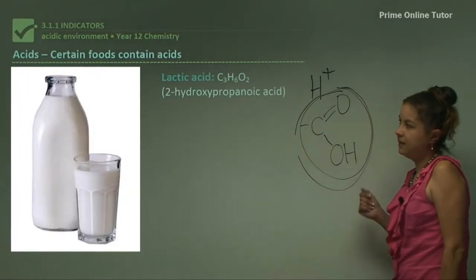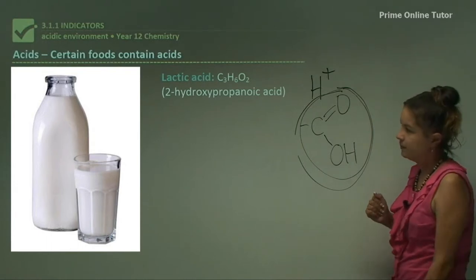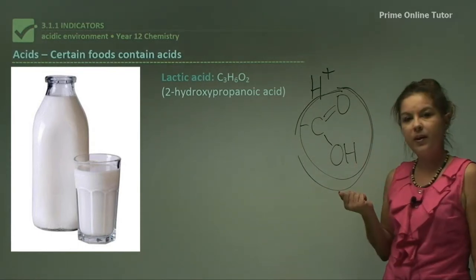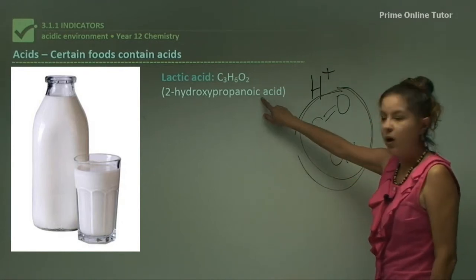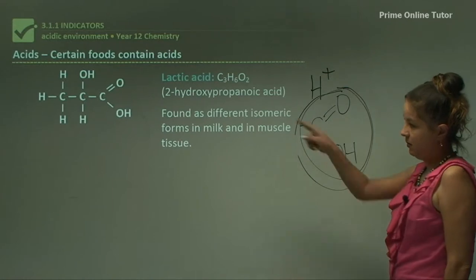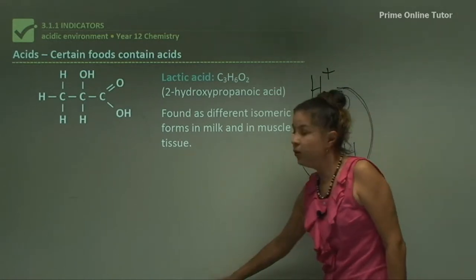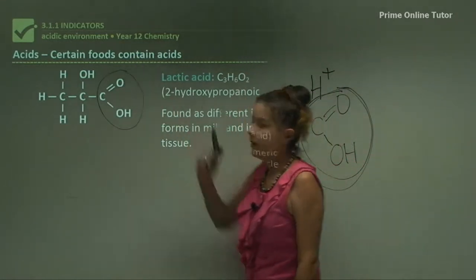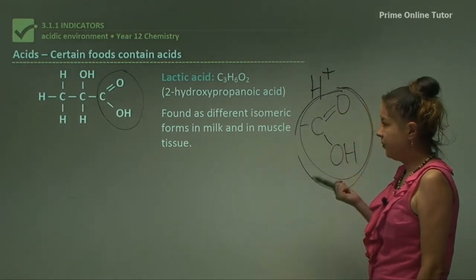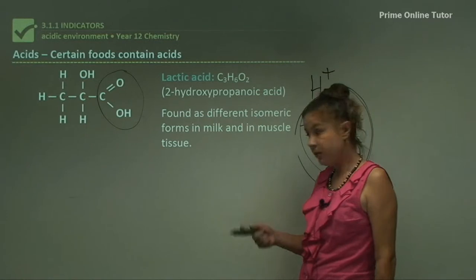And lactic acid, which is found in milk. C3H6O2, 2-hydroxypropanoic acid. Again, oic acid has one of these groups. And there it is, there's the formula. That's your carboxylic acid group. Okay? So it's found as different isomeric forms in milk and also in muscle tissue.